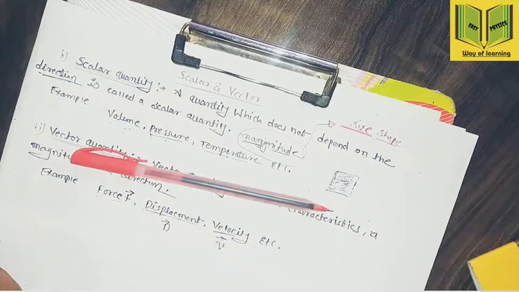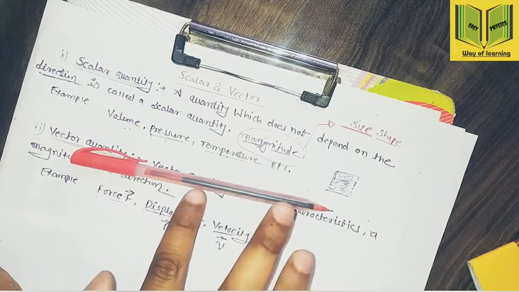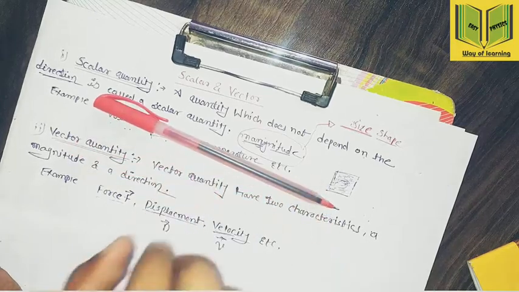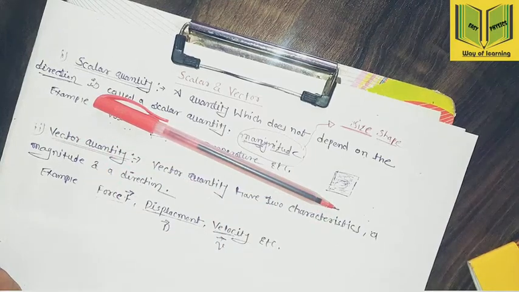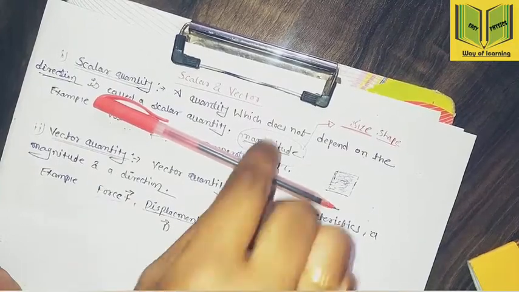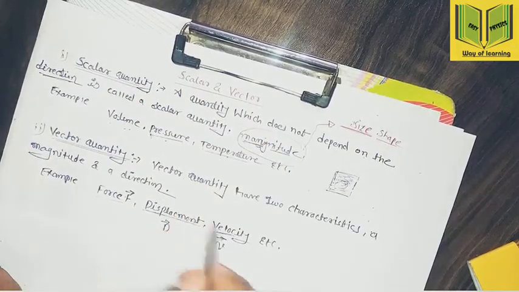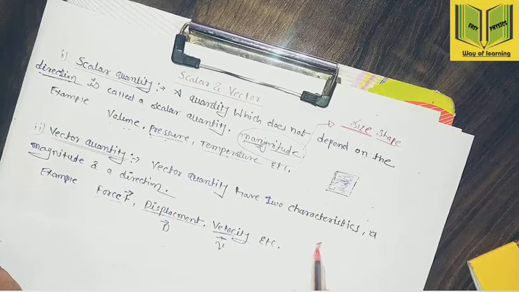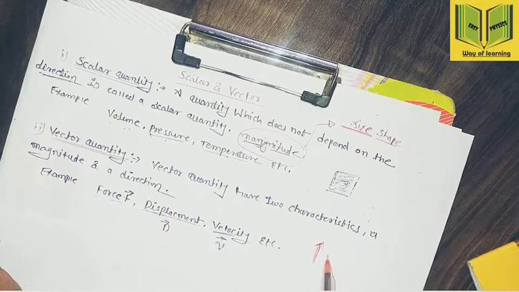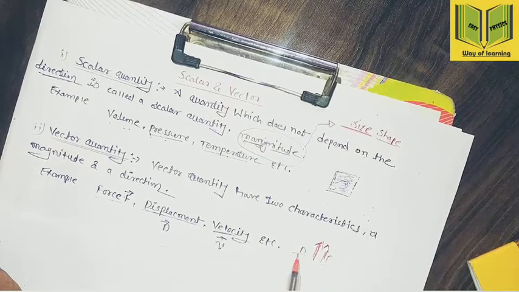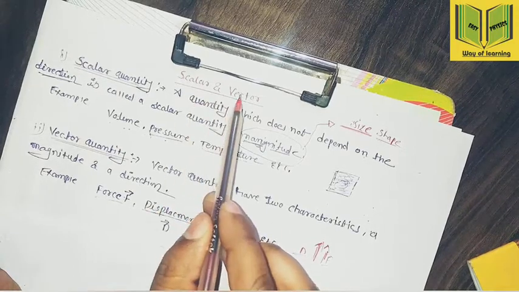Suppose I have a pen like this, and if we are applying force in this particular direction, this pen is shifted from here to here, and now a displacement happens from here to here. So this is also a vector quantity. Displacement also works in this direction, and force also works in the same direction. So this is the force, this is the displacement. In both things we need to show direction. So I hope you understand what scalar and vector quantities are.